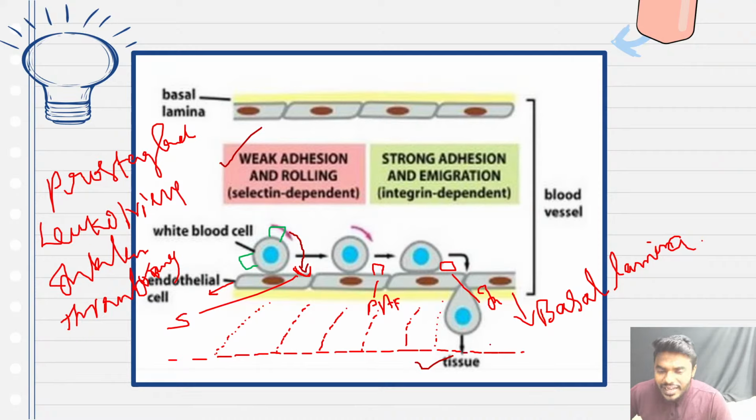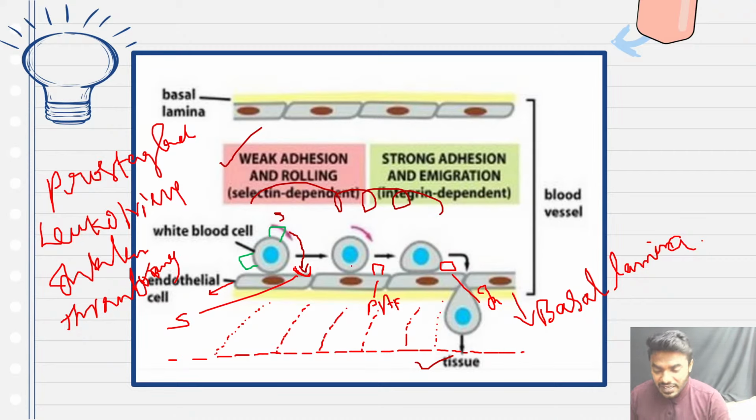incorporating into the damaged area. That is called extravasation. But you know, when the selectin is associated with the selectin receptor, the adhesion is a very weak adhesion. Because of the weak adhesion, friends, the WBC keeps on rolling like this. It will be rolling like this. If it is rolling like this, can it enter inside? It can't enter inside.